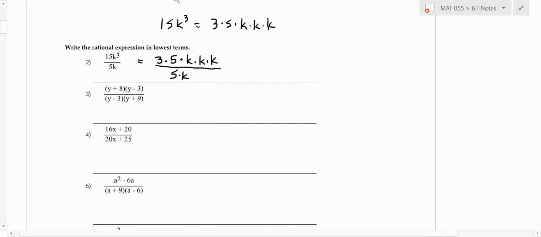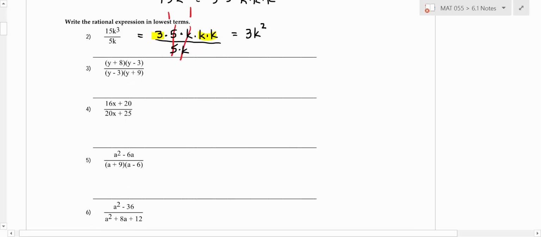Now what happens? 5 over 5 is 1, isn't it? k over k is 1. What are you left with? 3k to the second, exactly. So now you put it back together and you have 3k to the second. Everything canceled in the denominator, so technically you have that over 1, but you never have to put something over 1. That's it. The idea is you want to factor and cancel, factor and reduce out common factors.